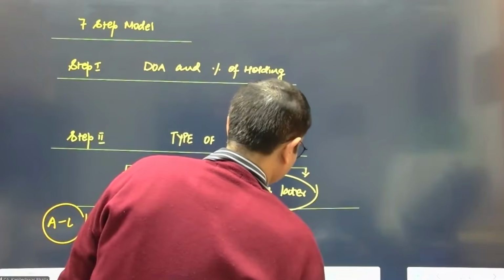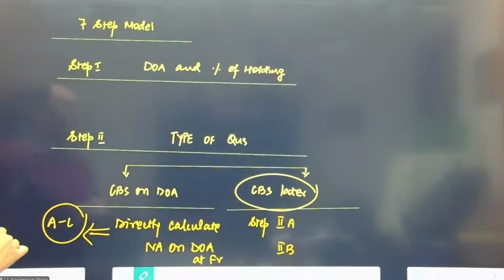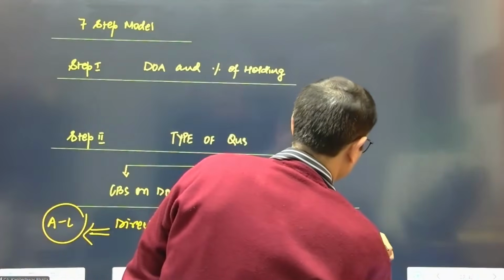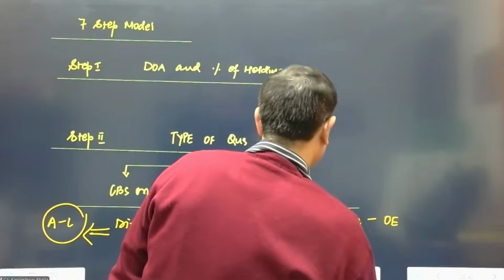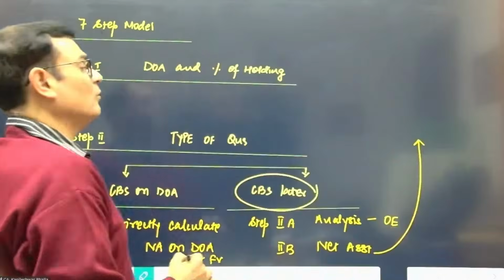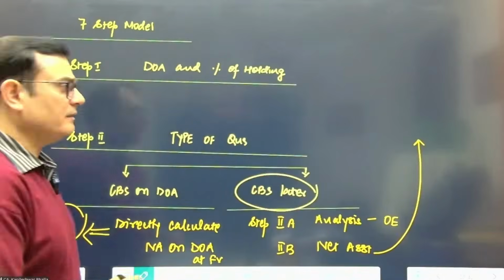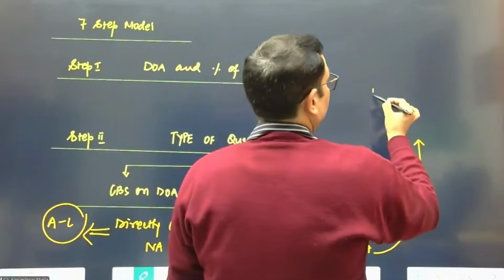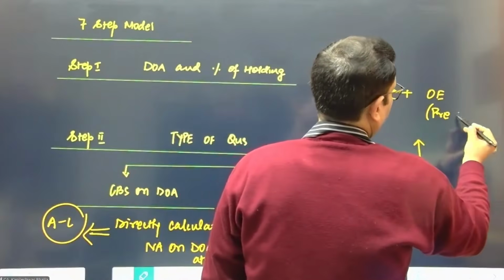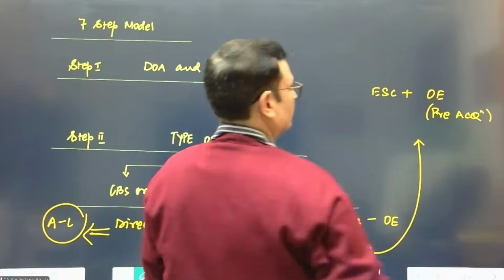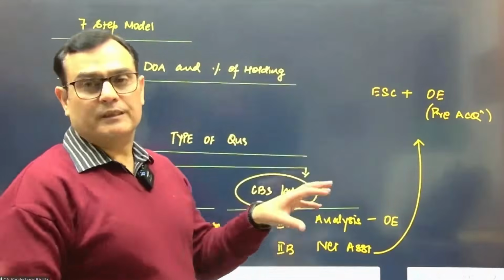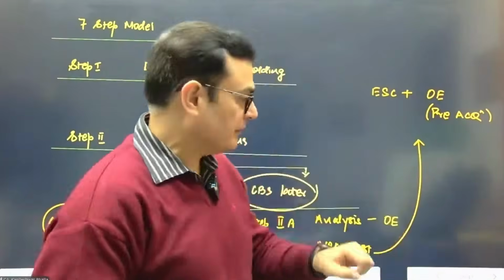So step number 2A and step number 2B. In step number 2A, we are going to calculate the analysis of equity. We'll do the analysis of other equity, and then you'll calculate the net assets. Now, in this case, when you calculate the net assets, what are you going to do? Assets minus liability? No. So we'll take equity share capital plus other equity, which is pre-acquisition in nature. Correct. Okay, now let's have a little more look at this analysis of equity, and what are the key focus points when you do analysis of other equity.